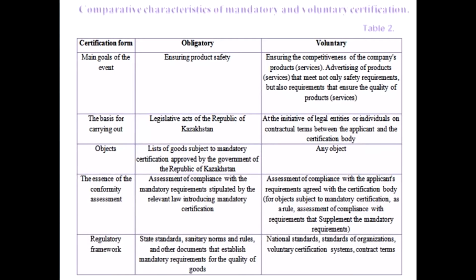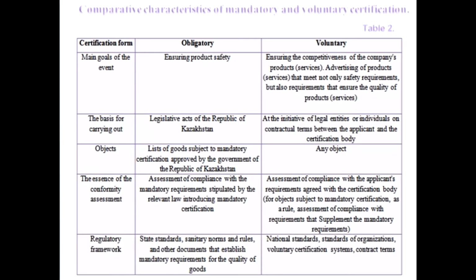Certification form. Main goals of the event. Obligatory: ensuring product safety. Voluntary: ensuring competitiveness of the company's products and services, advertising of products and services that meet not only safety requirements, but also requirements that ensure the quality of products or services. The basis for carrying out: obligatory is legislative acts of the Republic of Kazakhstan; voluntary is at the initiative of legal entities or individuals on contractual terms between the applicant and the certification body.